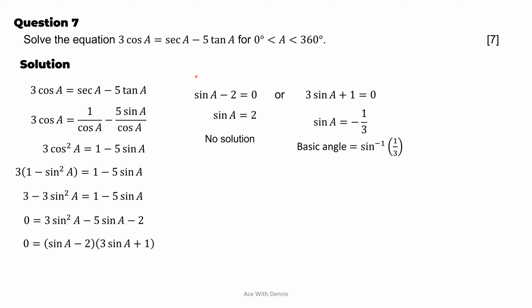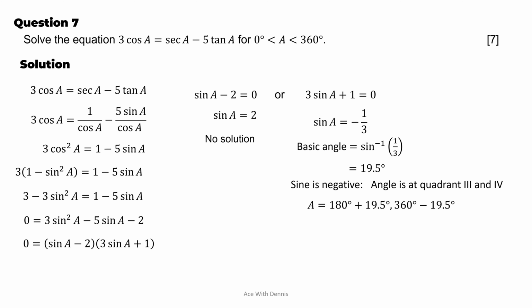first we want to find the basic angle, which equals inverse sine of 1/3. When you press the calculator, we get 19.5 degrees. We look at this equation, the sign is negative, negative 1/3 here. That means the angle is in quadrant 3 and quadrant 4. Therefore, the angle A is 180 degrees plus the basic angle 19.5 degrees, and 360 degrees minus 19.5 degrees. So the answer will be A equals 199.5 degrees and 340.5 degrees.